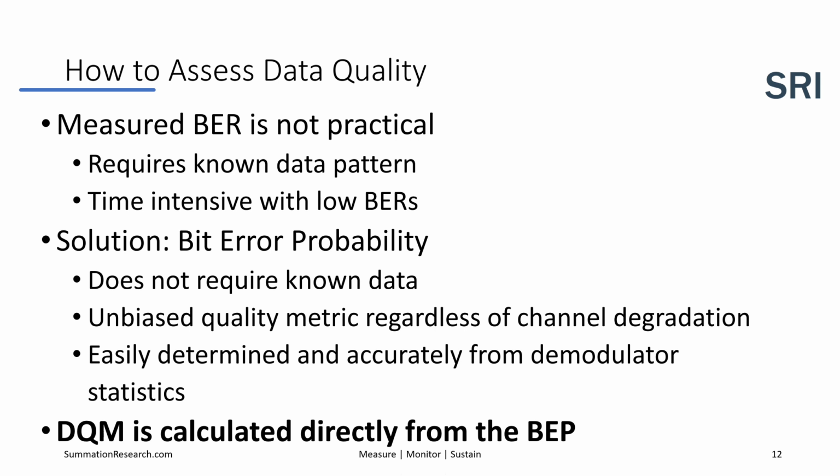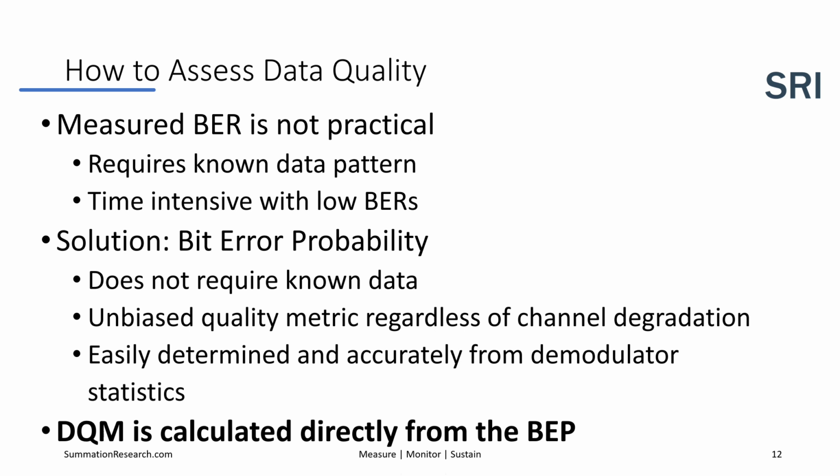Easily determined from demodulator statistics. Bit error probability can be determined using statistics from a telemetry receiver's demodulator. This method leverages existing data processing capabilities to provide real-time quality assessment without additional complexity.